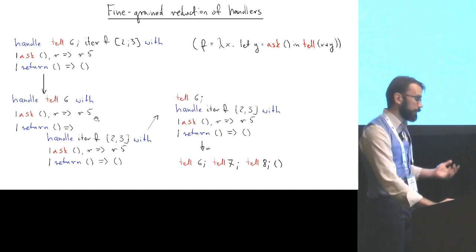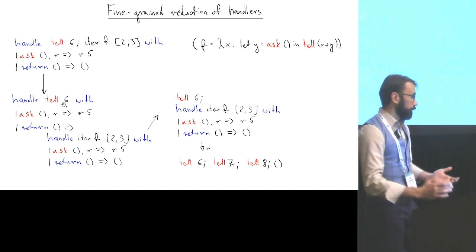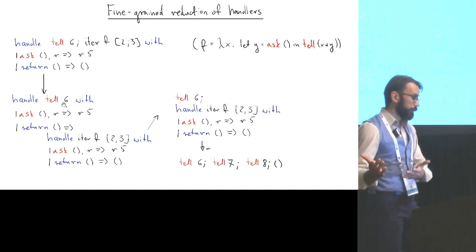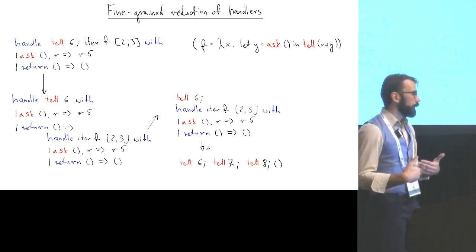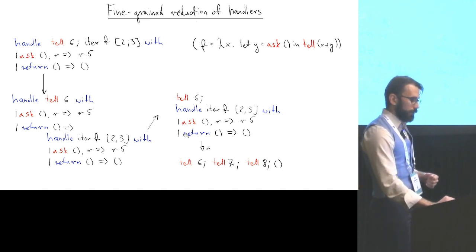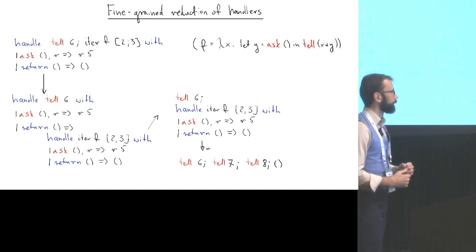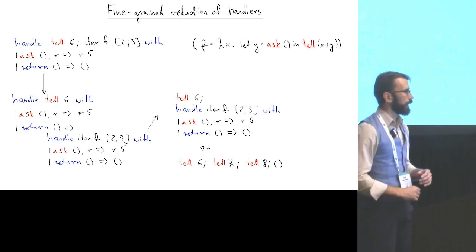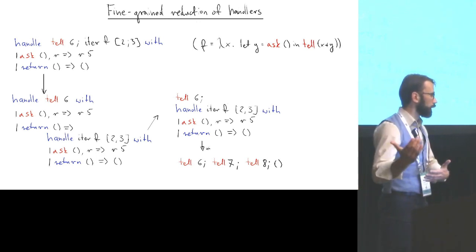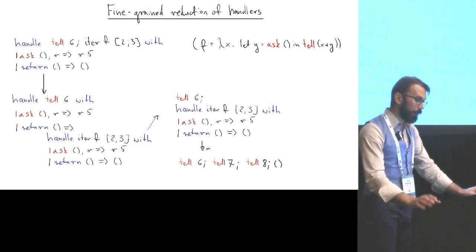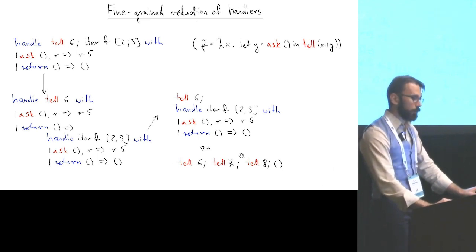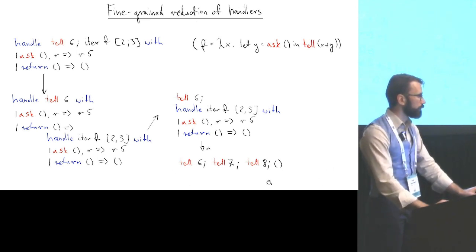But first, what happens on the outside? Well, the handler doesn't match the tell operation. So what happens is we simply sequence the return clause, the body of the handle, with the tell 6. And we get a nice simple tell operation just hanging there and waiting for the handler, because we still don't know the handler for it. And so in the end, we get this sort of normal form, what we see below.